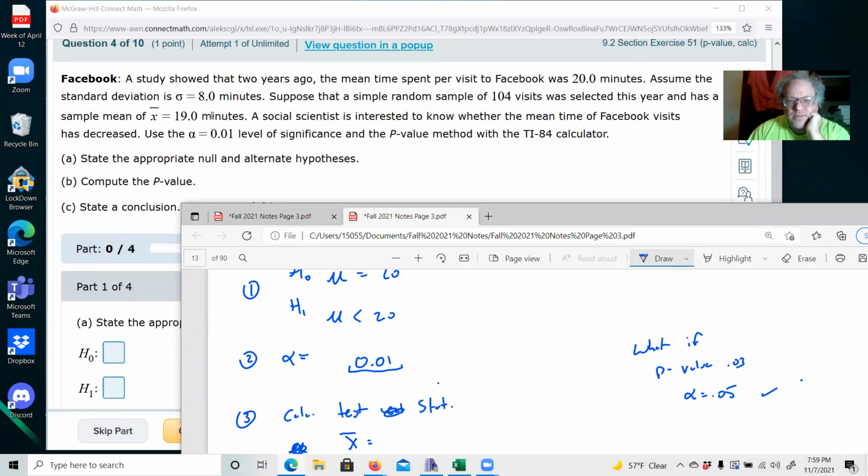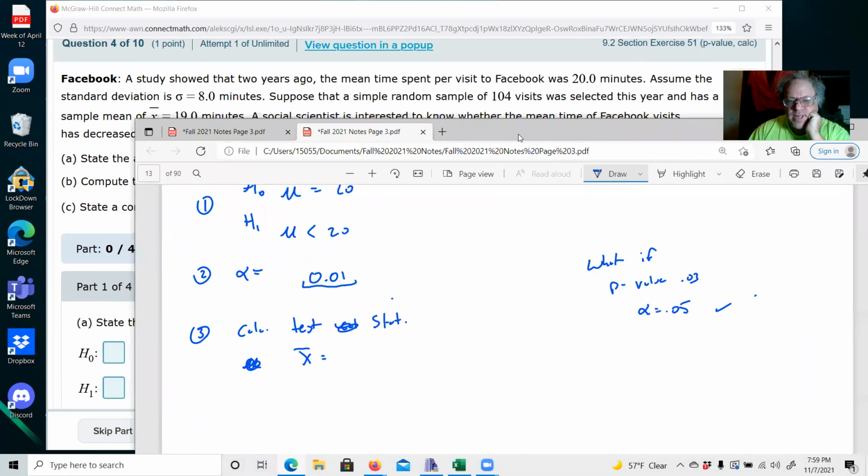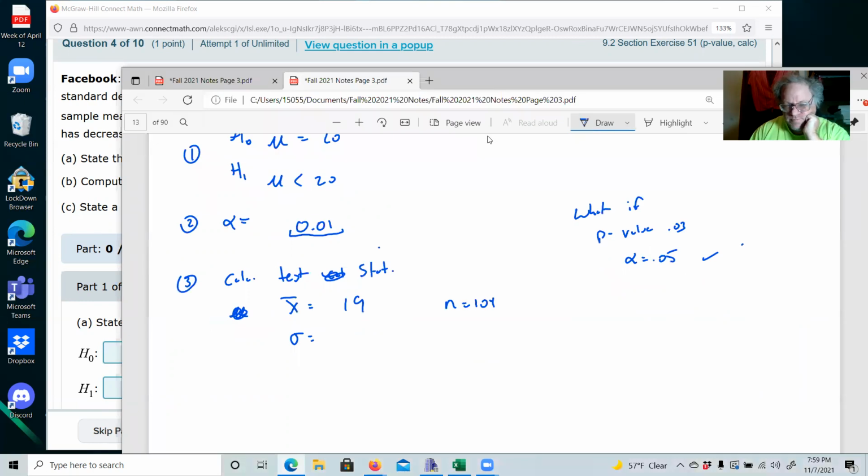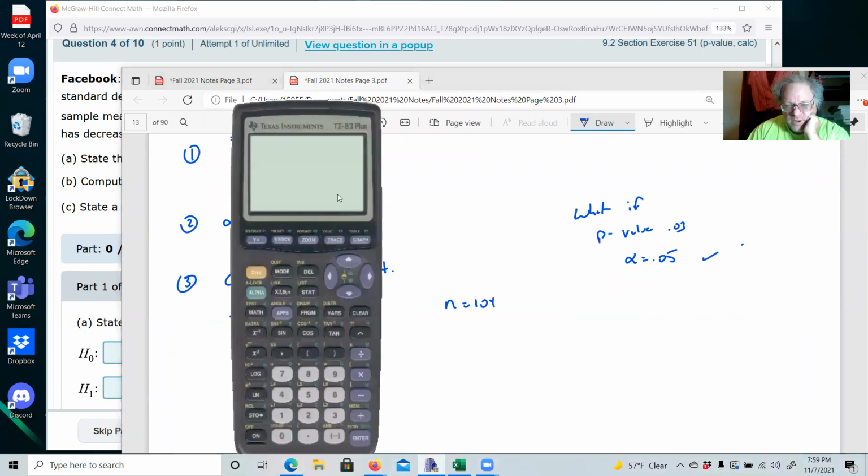Our X bar was 19 minutes. Our N was equal to 104, and we're going to go ahead and use our sample standard deviation of 8. Okay, so here we go.